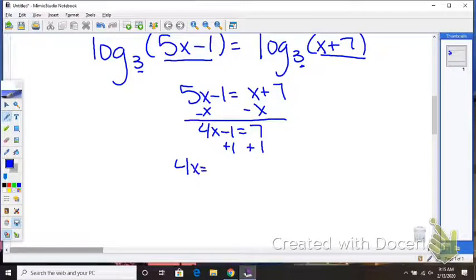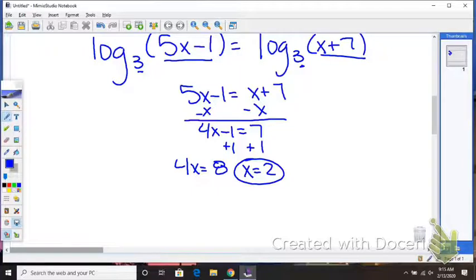4x equals 8. So x is equal to 2. So this is what you do when you have logs on both sides. You just drop the logs and set the things that they're logging equal to each other to solve for x. Okay? So this one we didn't have to use exponential functions to solve. We just had to use our common sense.